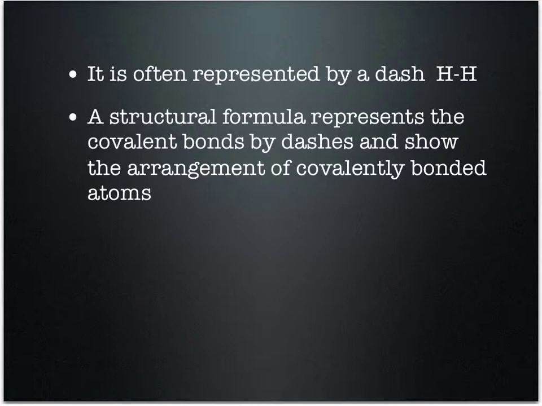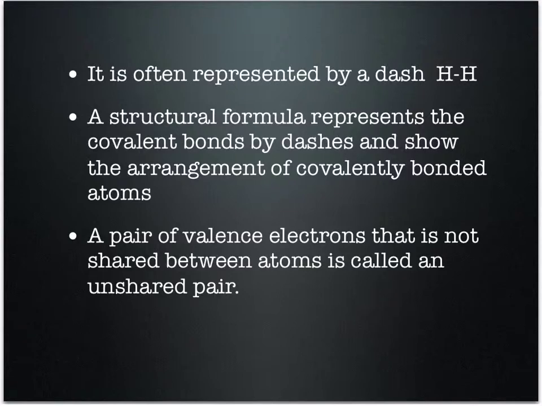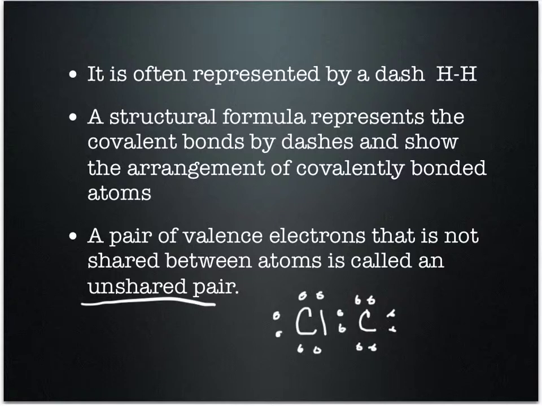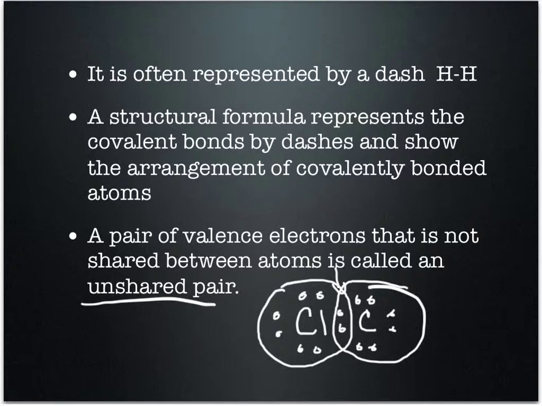Okay, so a structural formula represents the covalent bonds by dashes, and it shows the arrangement of the atoms. It also shows any of the unshared electrons, those unshared pairs of valence electrons. That's what we call them, unshared pairs. So for instance, chlorine has 7 electrons. This chlorine has 5, 6, and then 7, and so these 2 right here are shared between the 2. Therefore, this guy can say, oh, I've got 8, and this guy can say, oh, I've got 8. So they're both happy.